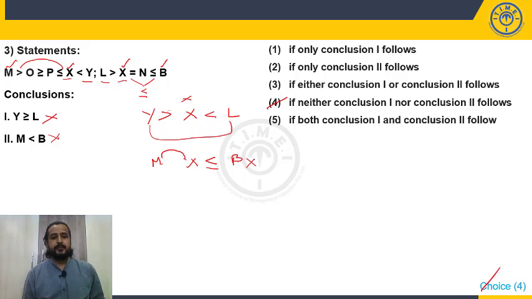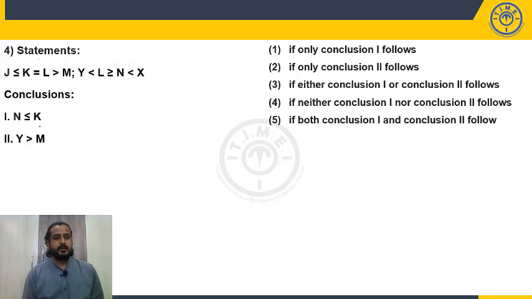So between the elements, if we have the opposite sides, we cannot establish the relation between the elements. Then you cannot say definitely true or definitely false. Okay. The fourth one. Again, first conclusion is given between n and k.